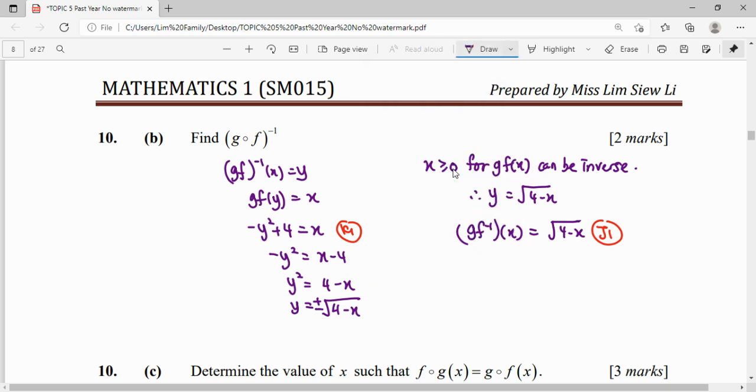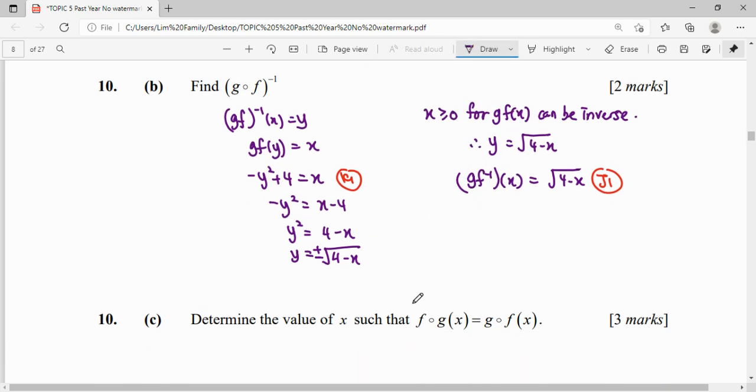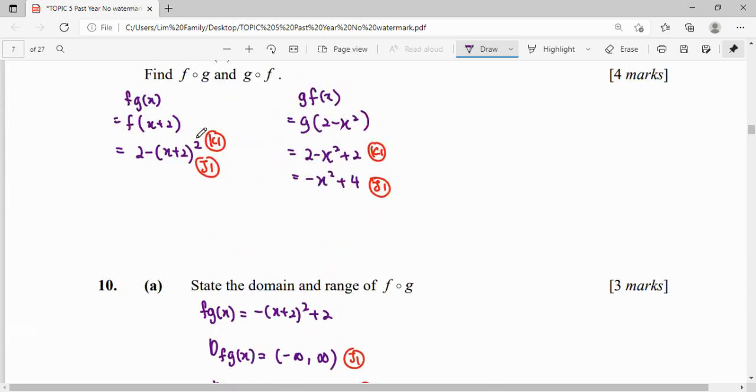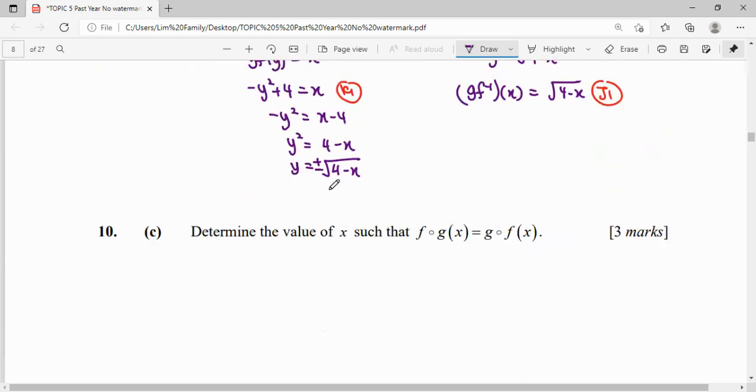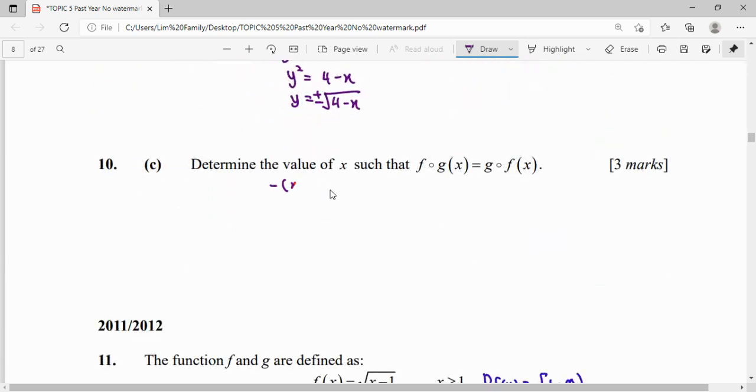Then finally, we're going to answer part C, which is to find the value such that these composite functions are equal to each other. So this quadratic will equal this. Therefore, negative (x plus 2) squared plus 2 will equal negative x squared plus 4. To find our x value, we have to expand this.